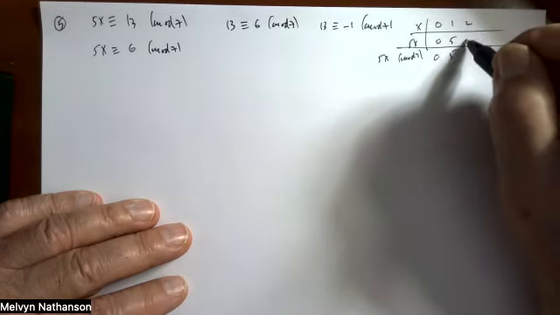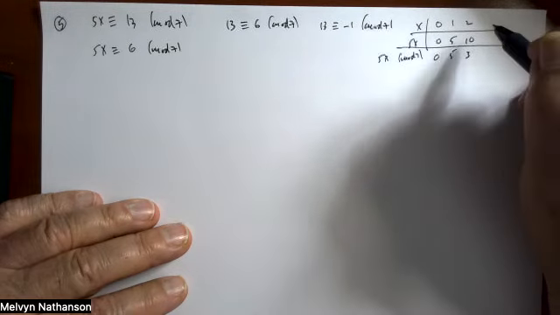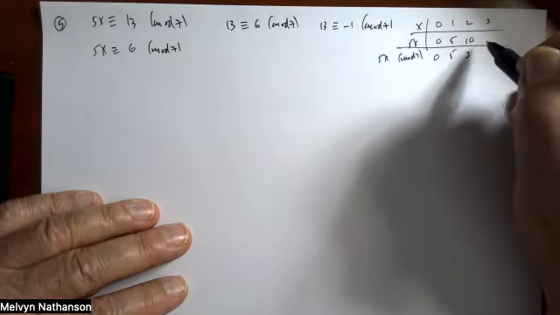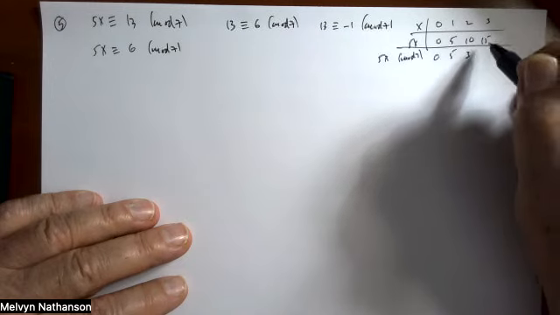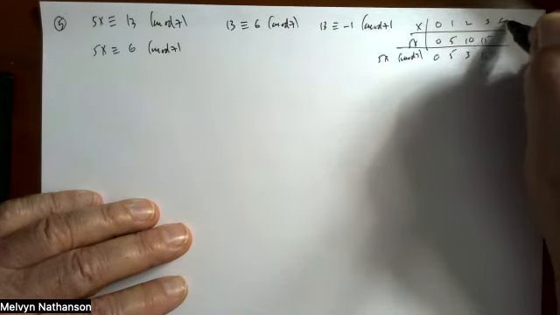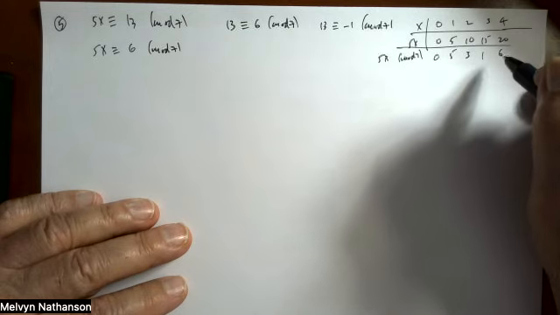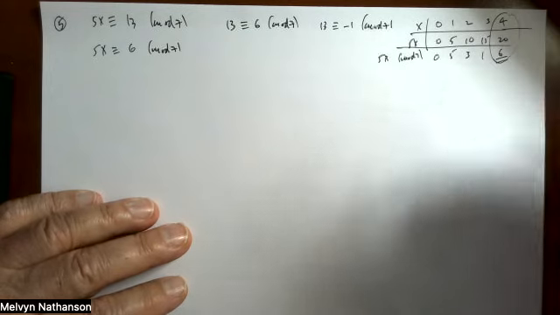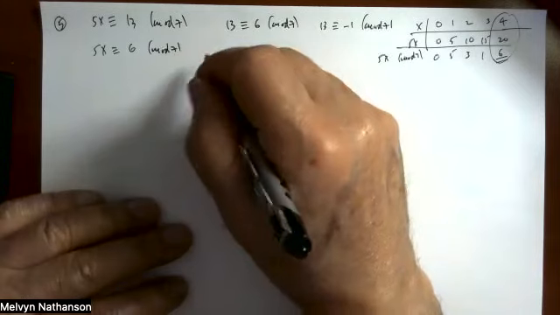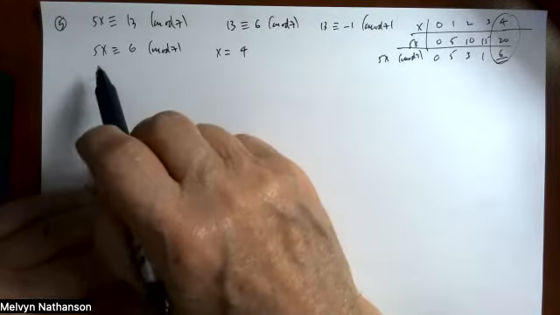If x is 2, 5x is 10, and 10 is congruent to 3 mod 7. If x is 3, 5x is 15, and 15 is congruent to 1 mod 7. If x is 4, 5x is 20, and 20 is congruent to 6 mod 7. That's what I wanted. I can stop right there, we win. So one solution is x equal to 4, right?